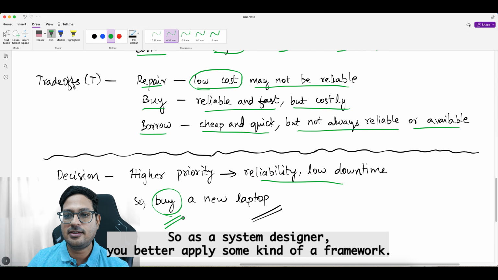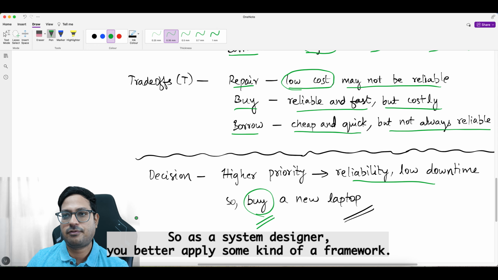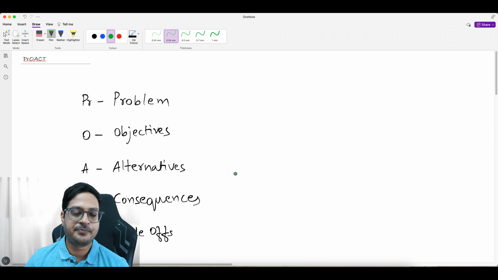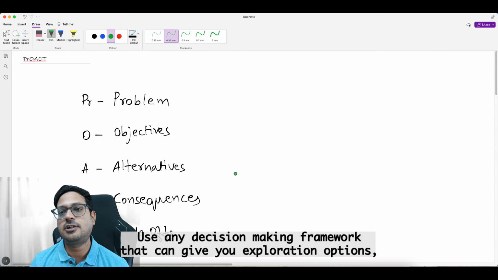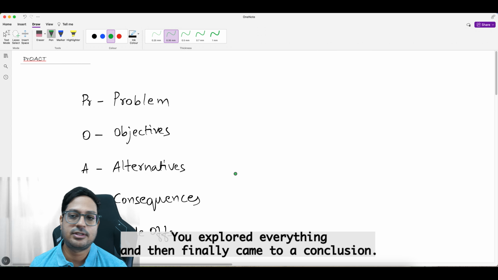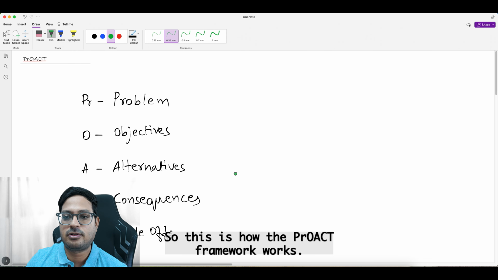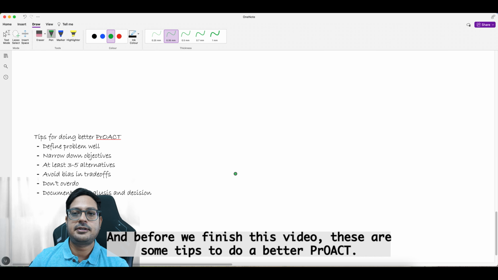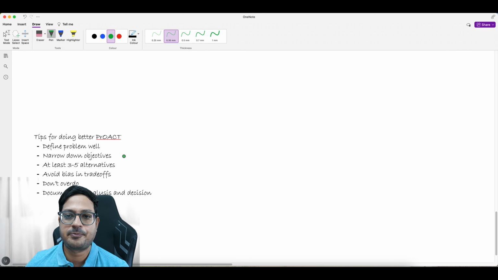So as a system designer, you better apply some kind of framework. I'm not saying this is the only framework that is available out there. Use any decision-making framework that can give you exploration options, evaluation options, and that can show that you've actually thought about it, you explored everything, and then finally came to a conclusion. So this is how the PrOACT framework works. And before we finish this video, these are some tips to do a better PrOACT.